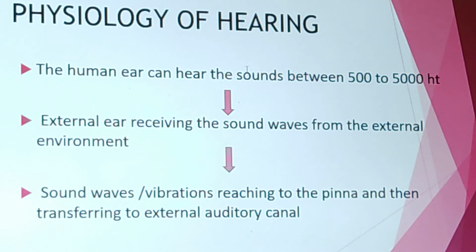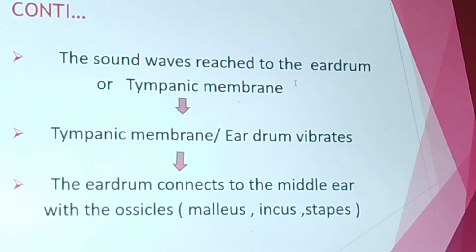The external auditory canal is present between the pinna and the tympanic membrane. The main work of this canal is taking these sound waves into the next part, the tympanic membrane. The tympanic membrane is also called the eardrum. The eardrum is a transparent structure and it vibrates when the air vibrates inside the external auditory canal. Along with these vibrations, the tympanic membrane also starts vibrating, and it plays a role like a drum. This is the main function of the external ear.